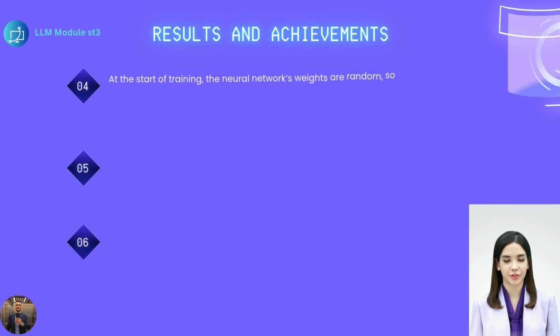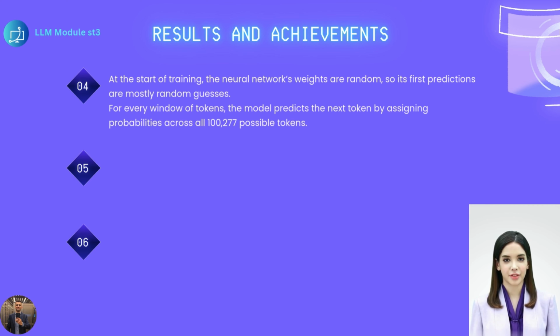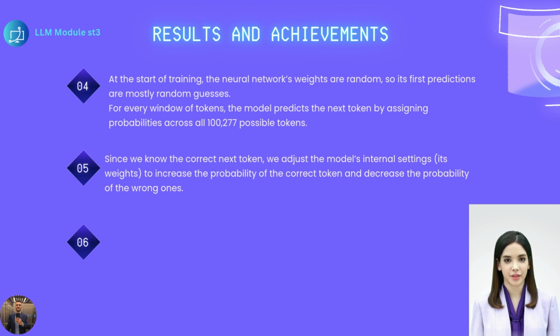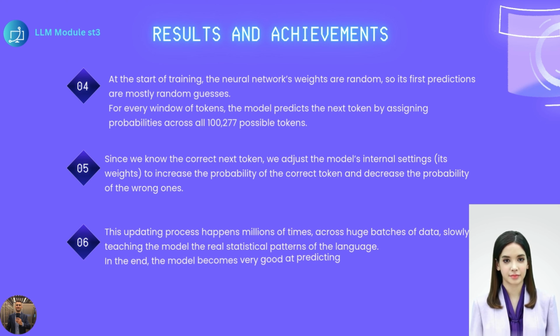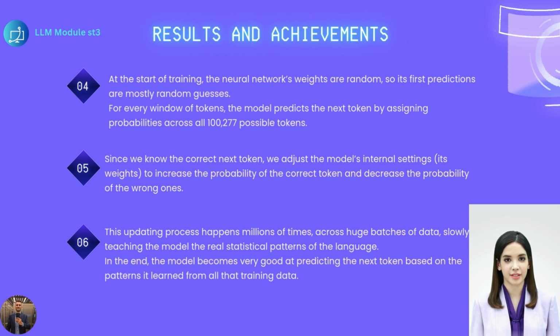4. At the start of training, the neural network's weights are random, so its first predictions are mostly random guesses. For every window of tokens, the model predicts the next token by assigning probabilities across all 100,277 possible tokens. 5. Since we know the correct next token, we adjust the model's internal settings, its weights, to increase the probability of the correct token and decrease the probability of the wrong ones. 6. This updating process happens millions of times across huge batches of data, slowly teaching the model the real statistical patterns of the language. In the end, the model becomes very good at predicting the next token based on the patterns it learned from all that training data. And that's it.